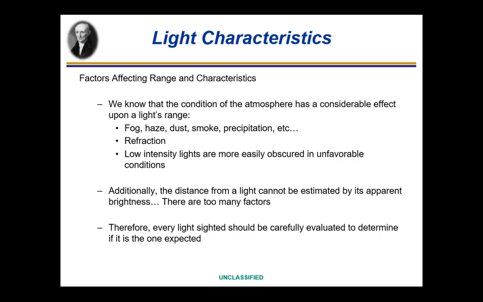Now, this one may seem obvious, but low-intensity lights are more easily obscured in poor weather conditions. This is why we like to choose primary lights, high-intensity, high-visibility lights, when we are choosing nav aids to confirm positions along our track. Another thing to understand is that the distance from a light cannot be estimated by apparent brightness. Just because a light seems bright or dim does not mean that it is near or far. There are way too many factors that go into play with this.